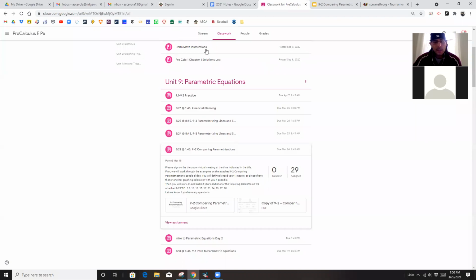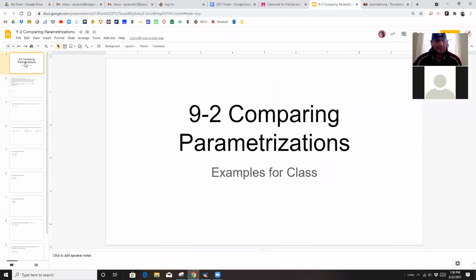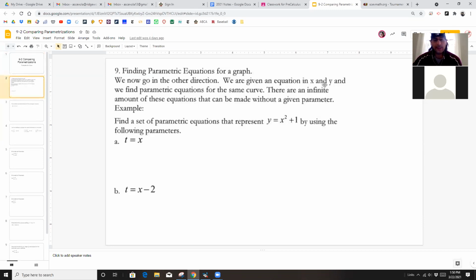All right, let's learn about parametrics. So, comparing parametrizations. We're going to go through a bunch of examples, and I will do that on the screen.